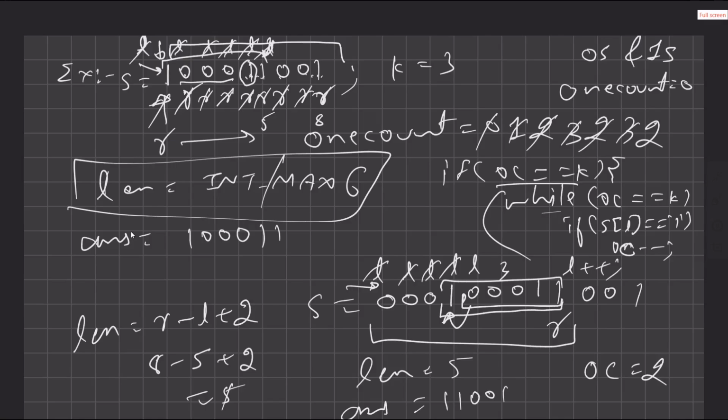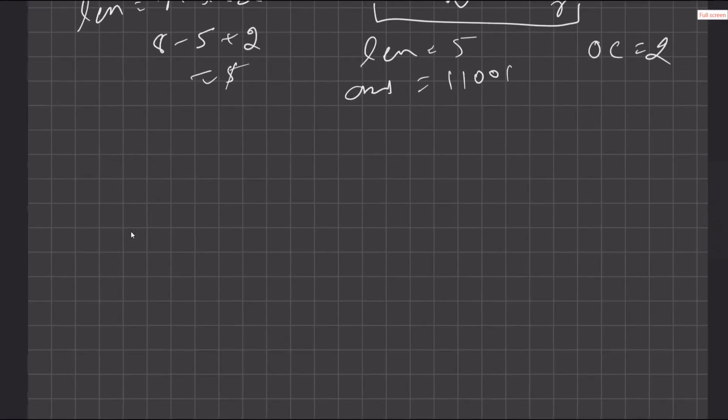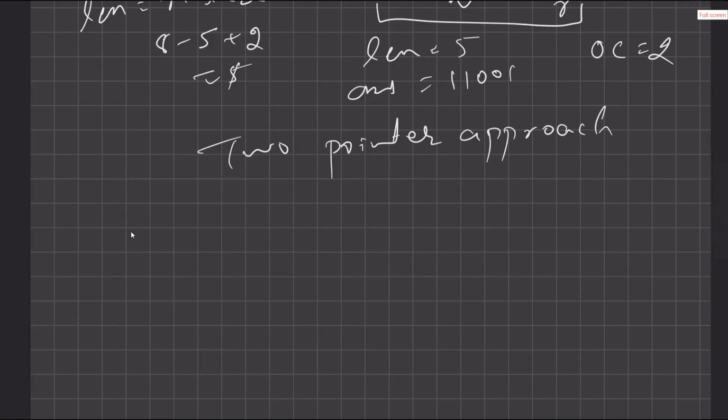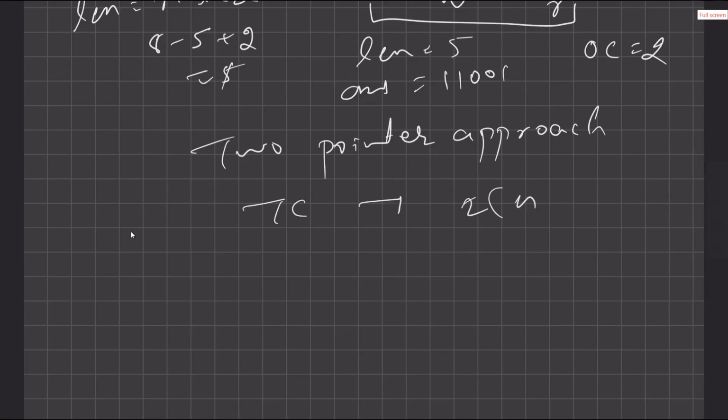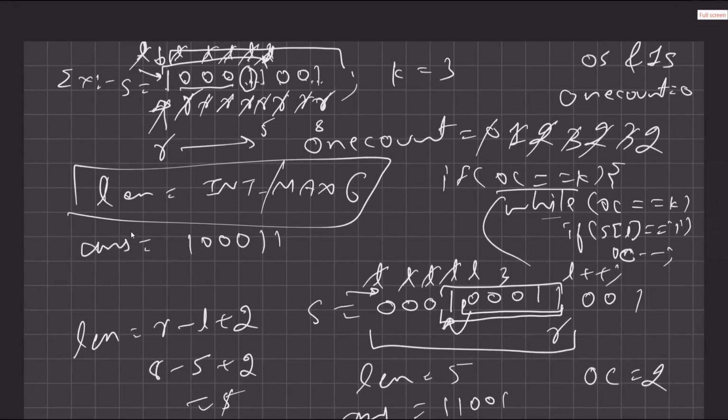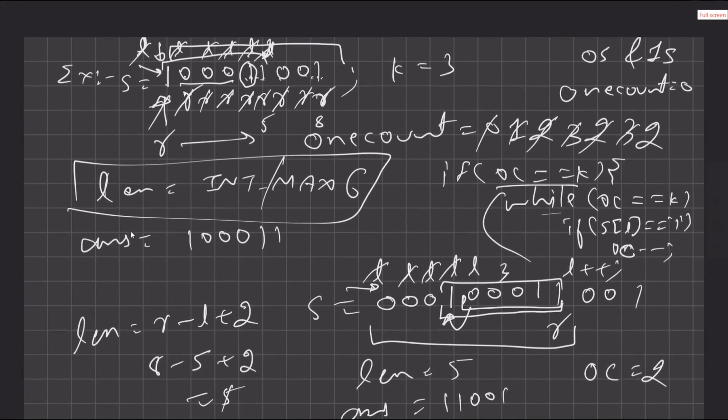11001. So it's basically a two pointer approach, and the time complexity is basically 2 times n, and the space complexity, since you're using just one variable, will be constant. So time is linear and space is constant. I think you guys have understood how we are solving this type of problem; it is very easy. Let's try to code it up.